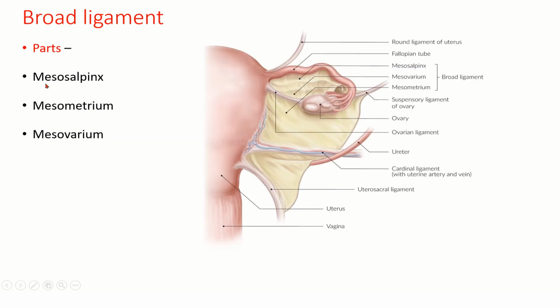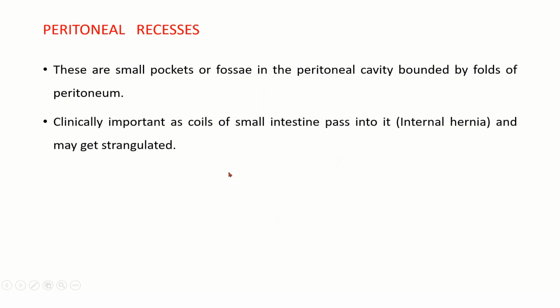So the parts of the broad ligament are the mesosalpinx, you can see here. So this is the mesosalpinx in relation to the fallopian tube, and the mesovarium in relation to the ovary. Here you can see this is the mesovarium, and the mesometrium, the remaining part of the broad ligament, which is in relation to the body of the uterus.